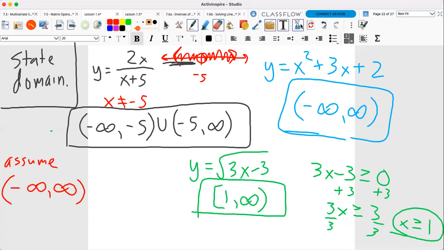Not bad, right? I don't know why that was so much harder than it should have been. In general, assume it's all real numbers, unless you can think of a reason that it's not. Guess what the only two reasons are that are going to appear on the test? Denominators and square roots.